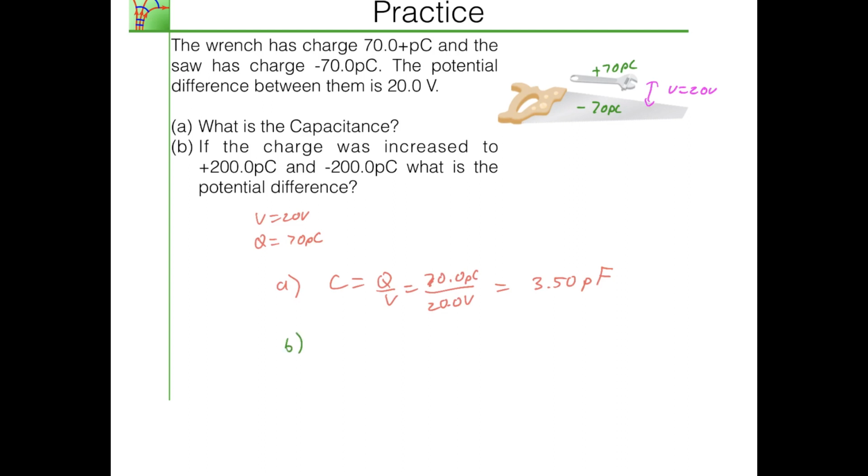Next question asks, if the charge was increased to 200 picocoulombs and minus 200 picocoulombs, what would be the potential difference? Well, the capacitance stays the same. The capacitance is a property of this particular arrangement. So the capacitance will always be 3.50 picofarads until we change it, right? And the new charge on it is 200 picocoulombs. So if I use this to calculate the new voltage, just flip that equation around, Q over C, and we get about 57.1 volts.